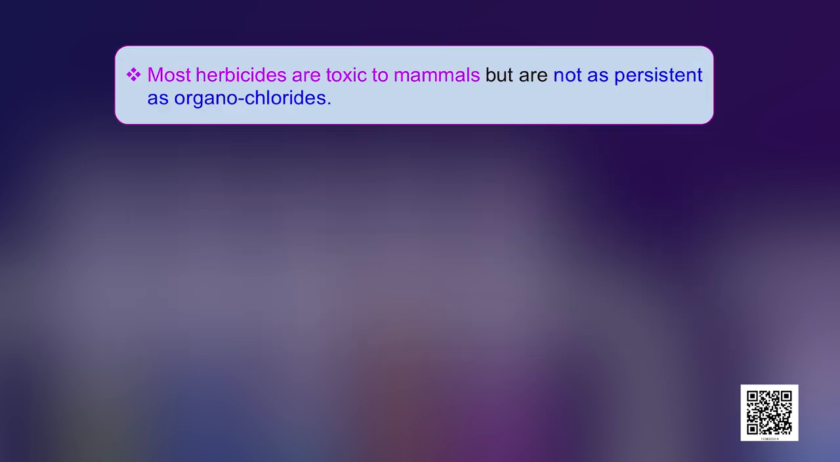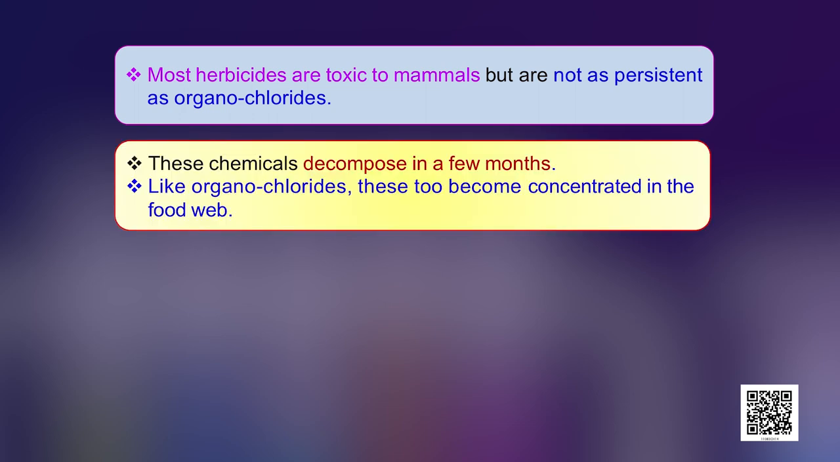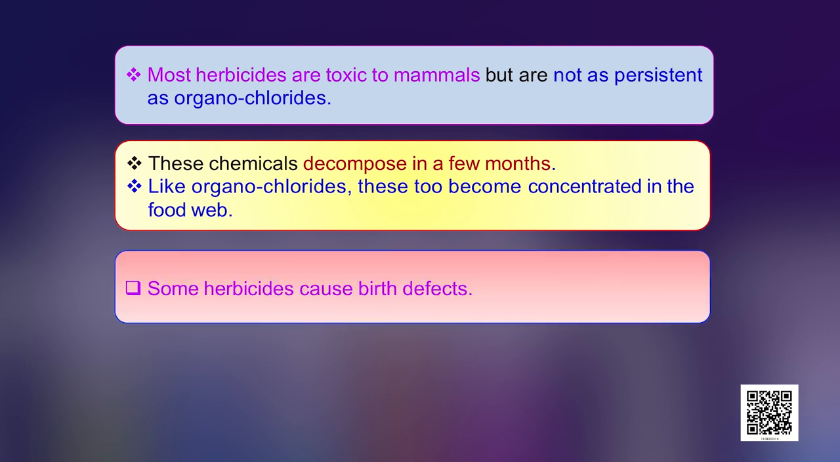Most herbicides are toxic to animals, but are not as persistent as organochlorides. These chemicals decompose in a few months, unlike organochlorides. These too have become concentrated in the food web. Some herbicides can cause bird defects. Studies have shown that corn fields sprayed with herbicides are more prone to insect attack and plant diseases than the fields that are weeded manually.